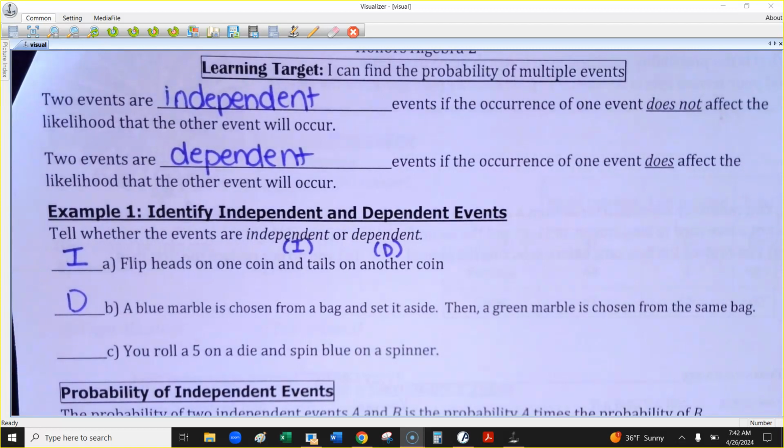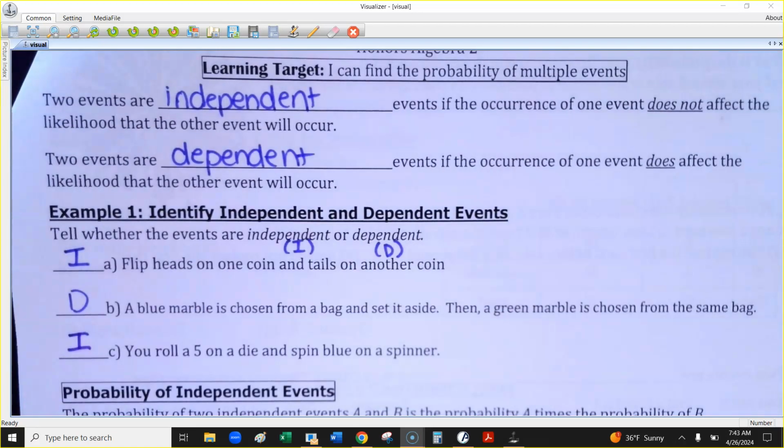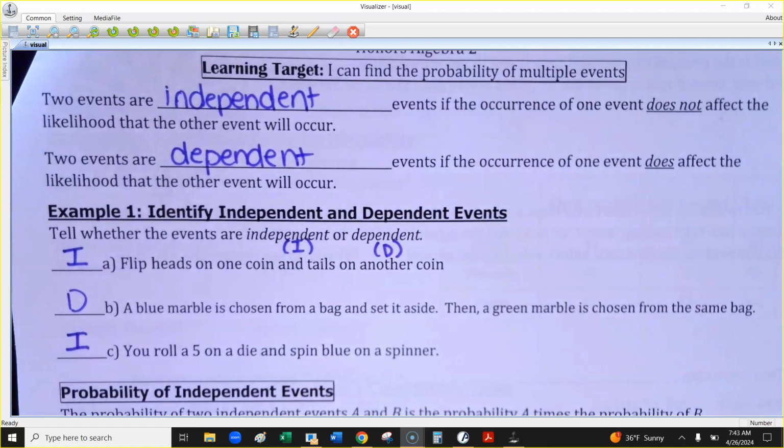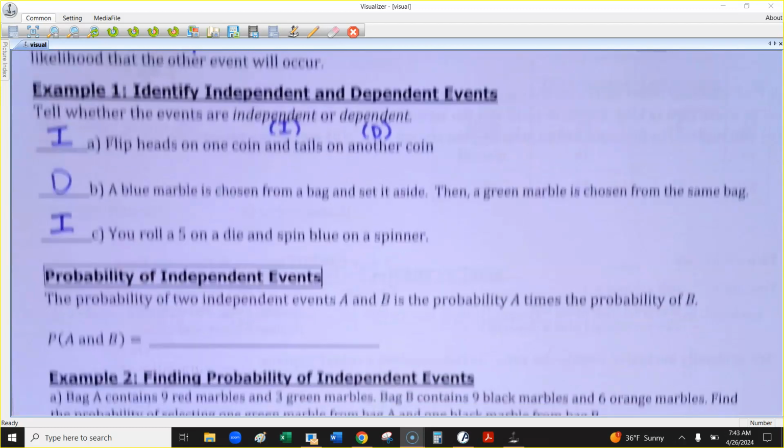Okay, you roll a 5 on a die and spin a blue on a spinner. Would those affect each other? Two totally separate things. This would be independent.